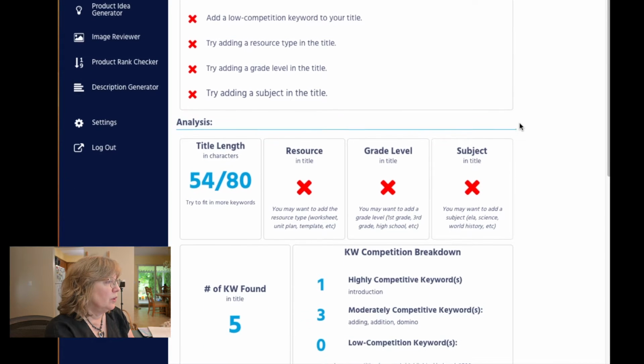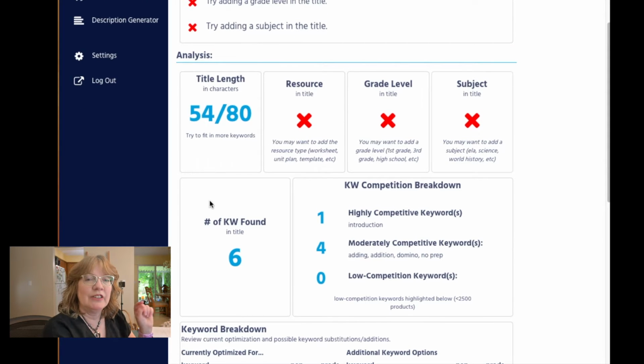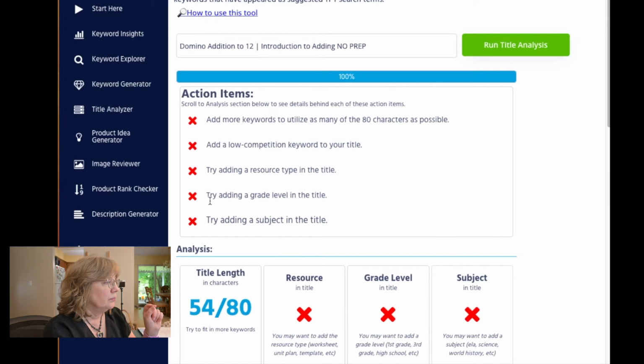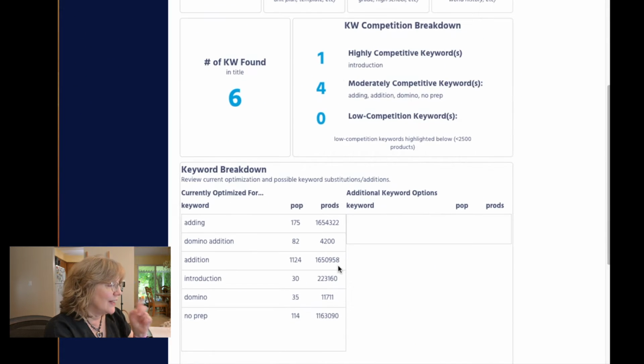Let's scroll down a little bit. And this is what I like here. They're telling me that I have 6 keywords found in my title. I see like 3. And one is high, so introduction is a high competition word. I'm going to have a hard time ranking for that. That's okay. But if you look down here, it's 223,000. Yeah, not likely I'm going to rank for that.